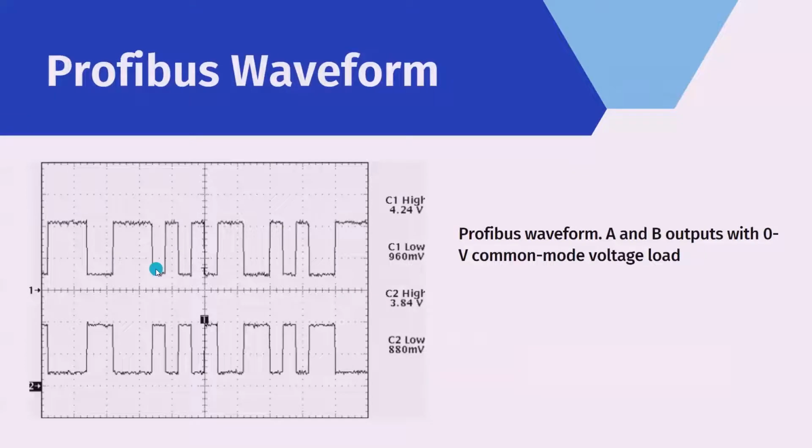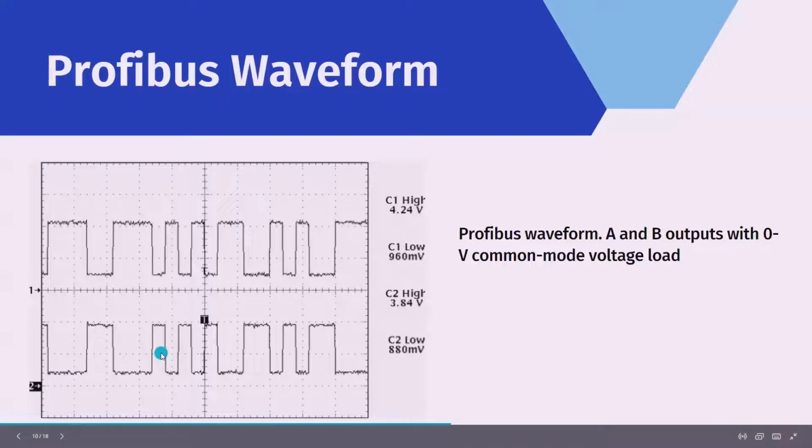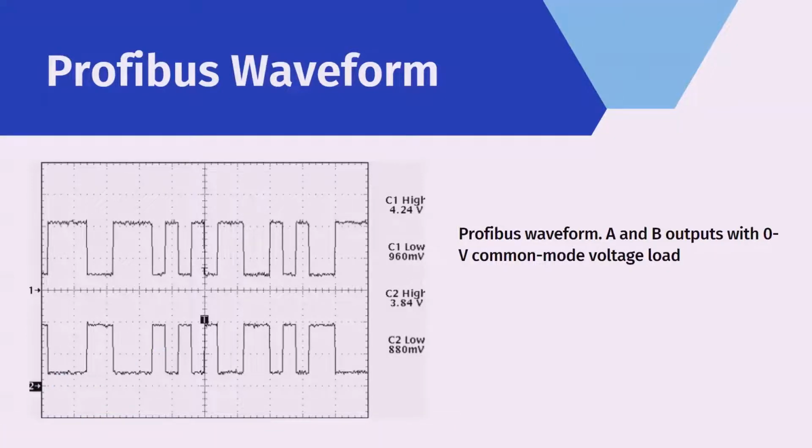This is how the Profibus wave looks. The figure shows the A and B waveforms for loading of the Profibus transceiver and a common mode voltage of 0 volts. Both slave and master Profibus test applications state that the differential voltage between the A and B lines should be a minimum of 4 volts and a maximum of 7 volts, and the difference of the amplitudes should be less than 0.5 volts.